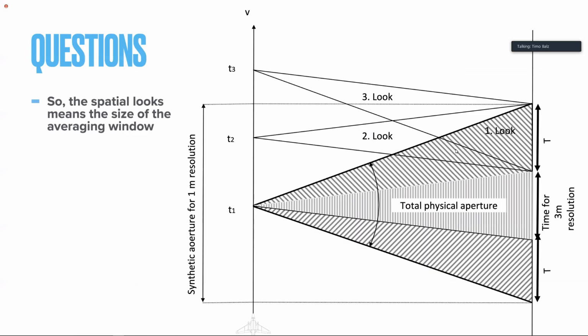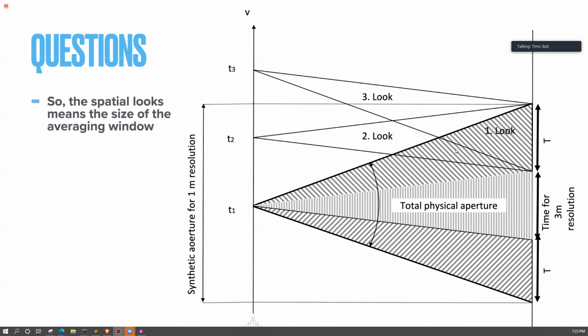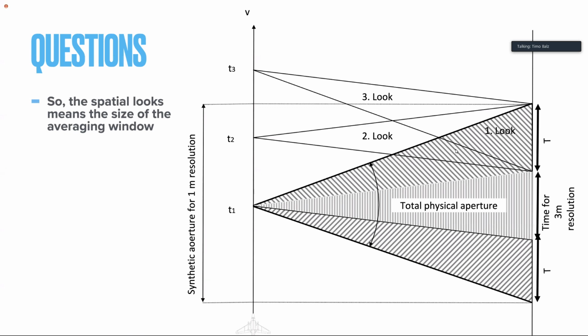Okay, the spatial looks, that's an interesting point. Now, the question is basically right. It is in many ways how we operate it, how we nowadays process the data, the size of the averaging window. So that is correct. However, the term in itself comes from separating the synthetic antenna into different looks.